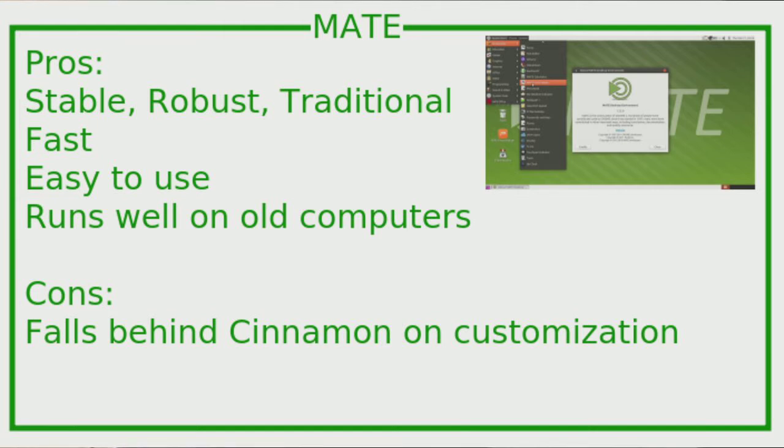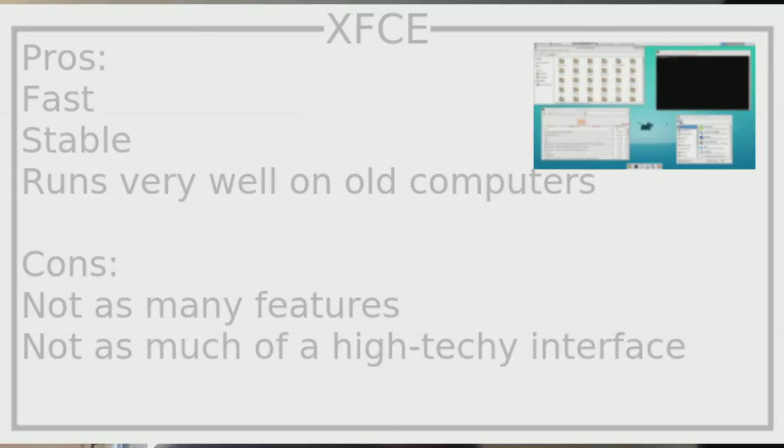It barely falls behind Cinnamon in customization. Cinnamon has a lot of customization, and MATE is not far behind. So that is pretty great. But MATE is faster, especially on old computers. It's a little bit faster in performance than Cinnamon. XFCE is even lighter than MATE, a little bit faster, but they're pretty much tied in speed. Even on old computers, I still found that MATE and XFCE are pretty much tied.